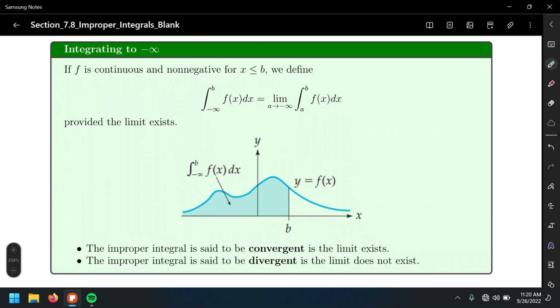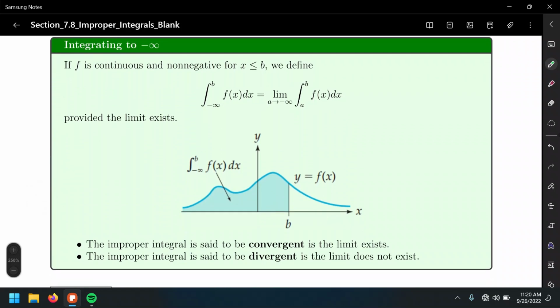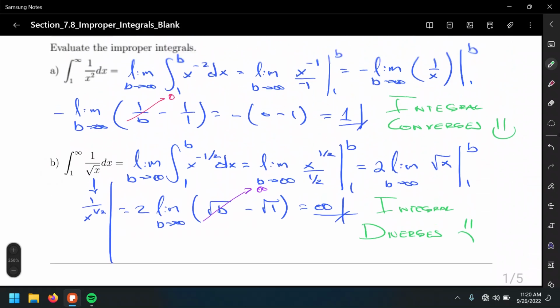In a similar way that we integrate from some value to b, this time we're going to integrate towards negative infinity.